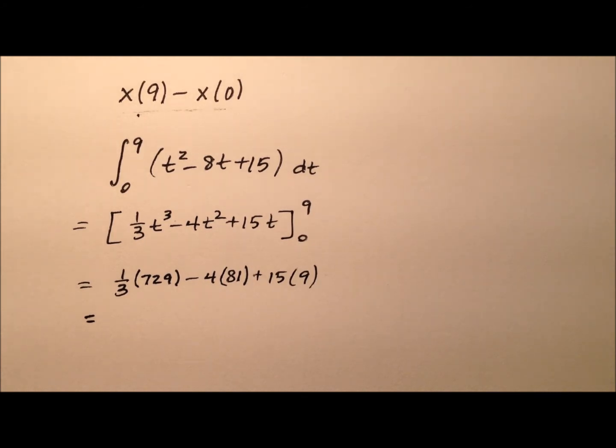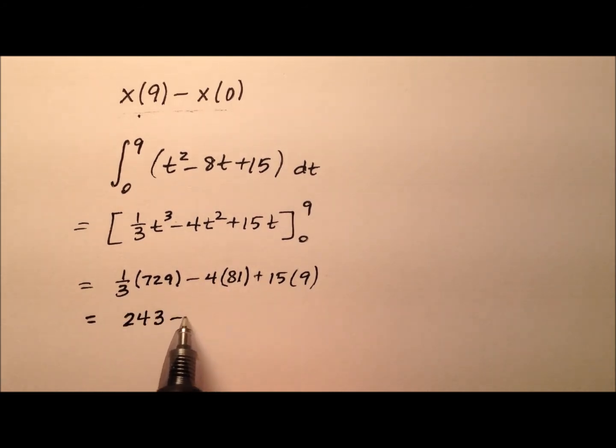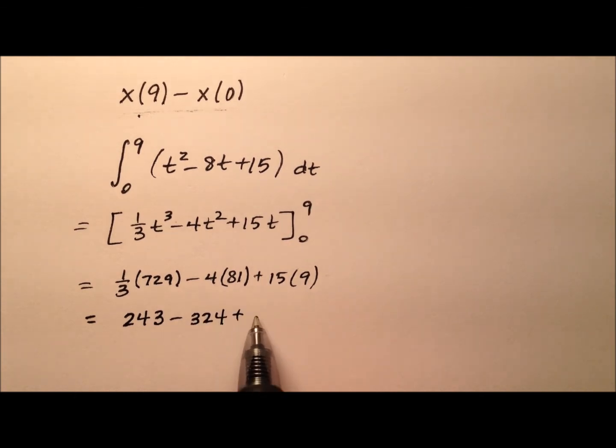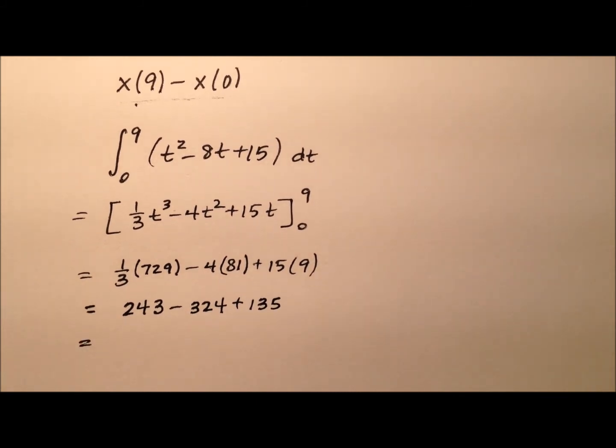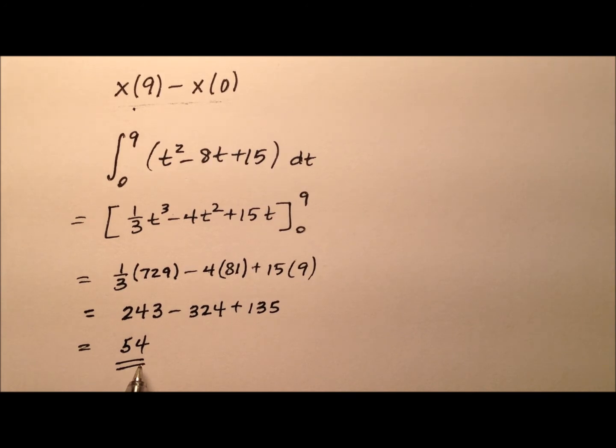Okay, so 1/3 of 729 is going to be 243. And then 4 times 81 should be 324. And then 15 times 9 is 135. So putting that all together should give us, let's see, 54 units, or just 54. So that means from the beginning, time t equals 0, to the end of our interval, time t equals 9, the displacement of our particle was 54 units. So he's 54 units away from where he started.